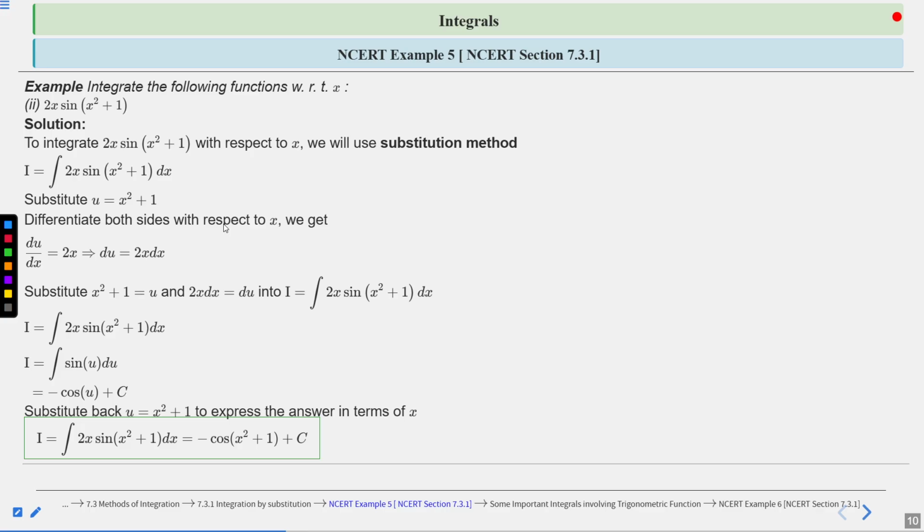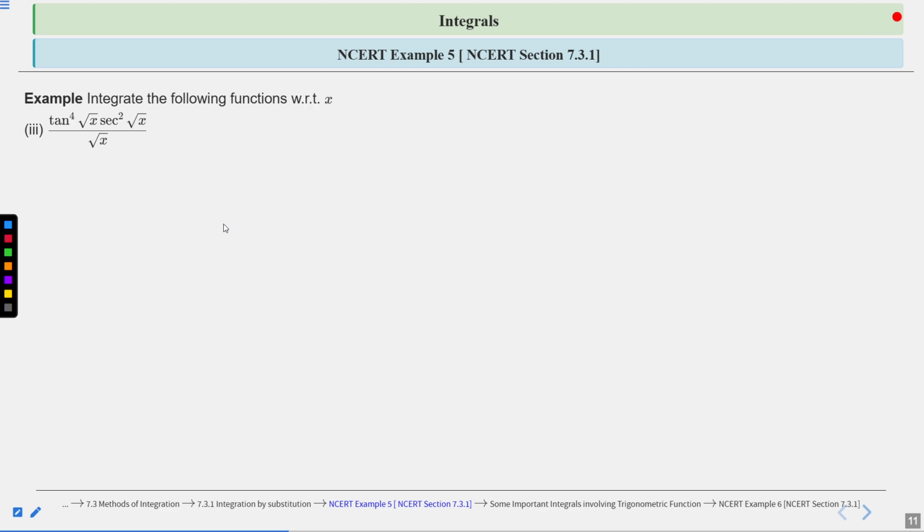So I is equal to the integration of 2x sin(x² + 1) dx, and the correct answer will be minus cos(x² + 1) plus c. This is basically the correct answer. Hope it's clear to all. Let's move to the next part.